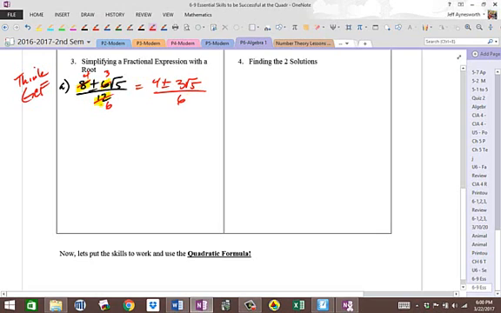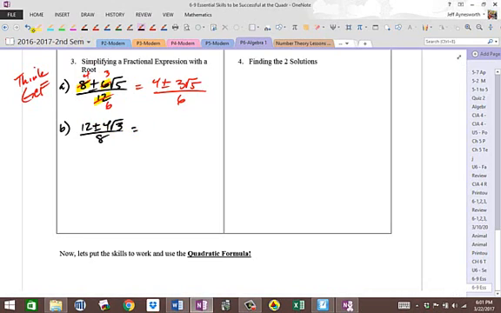Now let's get good at that. I want you to pause and play. Try it, then press the play button and check your work as you go. So here we go: 12 plus or minus 4 root 3 over 8. Think about what the GCF is for 12, 4, and 8, and then divide all those numbers by it. Pause the video, try it, and press play when you're ready.